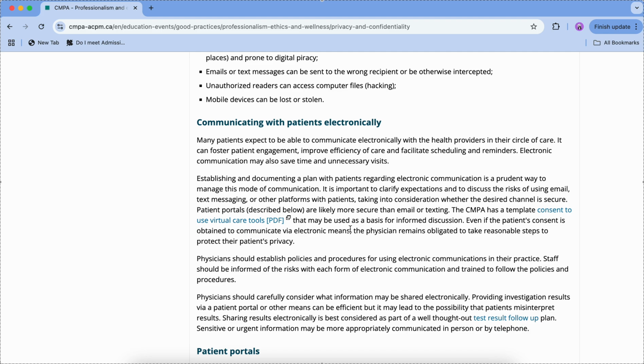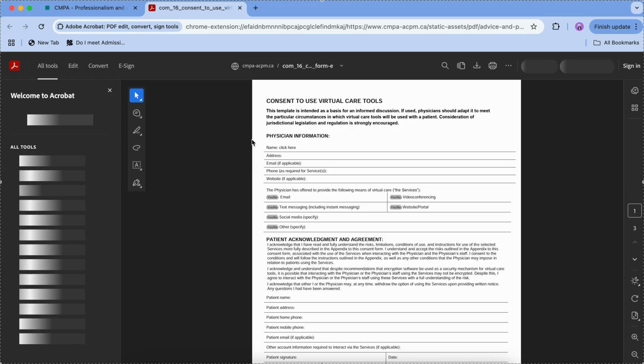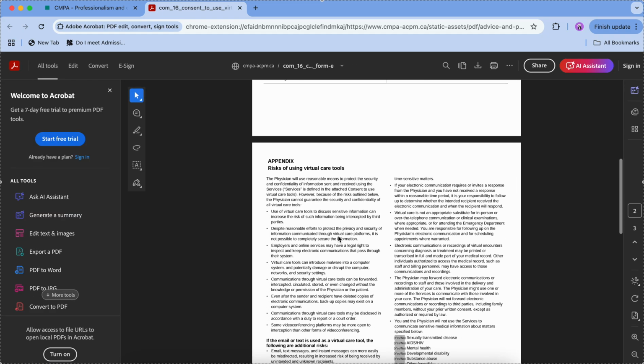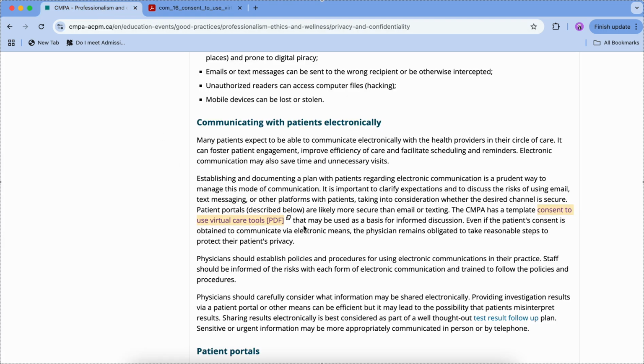CMPA has a template for consent to use virtual care tools. I think it's a very good tool, and let's suppose you prefer to be using virtual care one day, then it's good that you use this template and get the signature of the patient, so the patient is aware of what they want and what things they need to know if they agree to be communicating electronically. That may be used on the basis of an informed discussion.